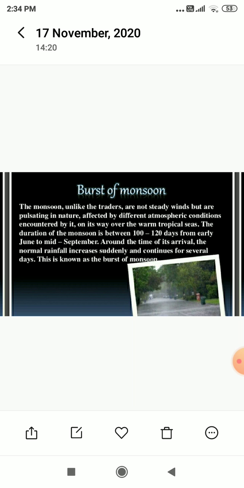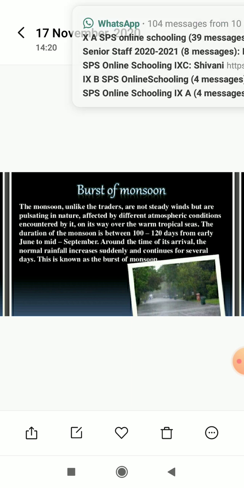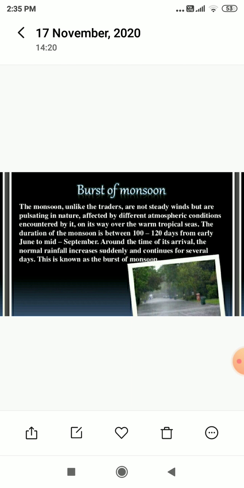The duration of the monsoon in India is roughly 100 to 120 days, from early June to mid September. This time period of 100 to 120 days is actually divided into two parts. But altogether, around the time of its arrival, the normal rainfall increases suddenly and continues for several days. This is actually known as the burst of the monsoon.